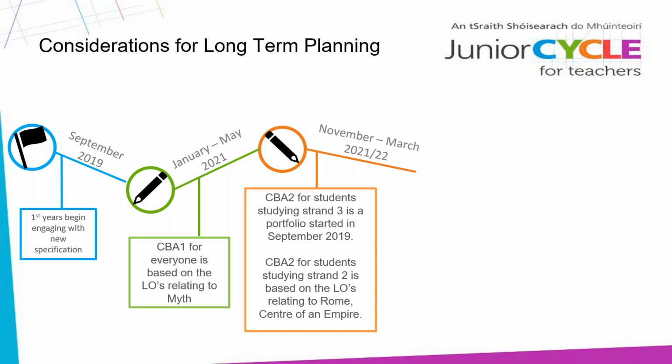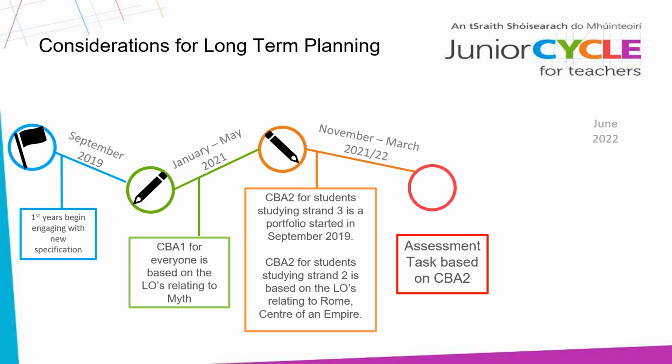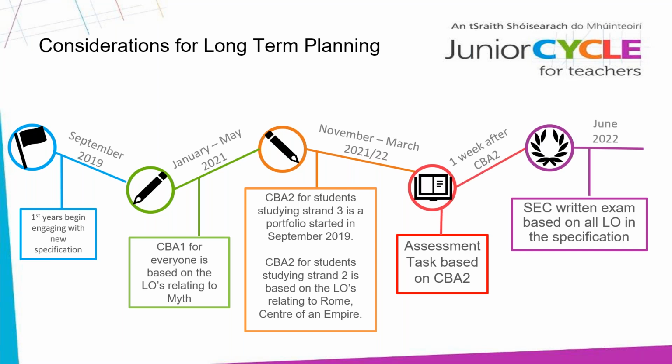CBA2 for students studying Strand 2 is based on the learning outcomes relating to Rome, Centre of an Empire. So it's around a building in Rome, and that will happen somewhere between November and March 2021-2022, so somewhere between November and March of third year. A week after they undertake CBA2, they'll have to do the assessment task. And then in June 2022, we'll have the SEC written exam based on all learning outcomes in the specification. Those are the major check-in points that come across in this journey.